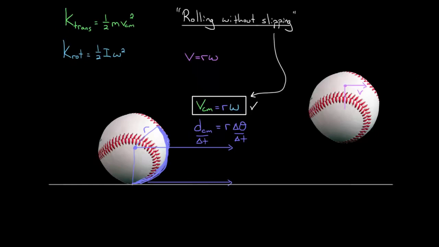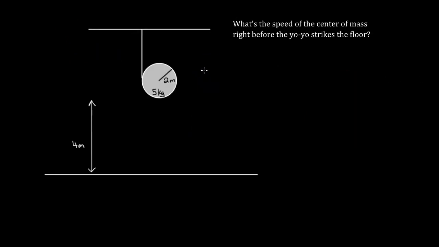Let's do some examples. Let's get rid of all this. So let's do this one right here. Let's say you took a cylinder, a solid cylinder of 5 kilograms that had a radius of 2 meters, and you wind a bunch of string around it, and then you tie the loose end to the ceiling, and you let go, and you let this cylinder unwind downward.